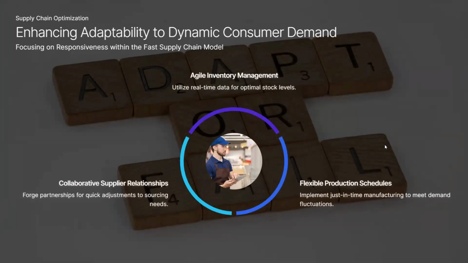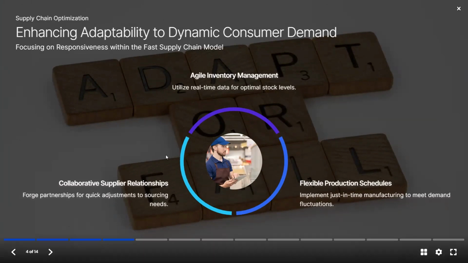So, enhancing adaptability to dynamic consumer demand. Agile inventory management: utilize real-time data for optimal stock levels. Agile is something that you can learn. There are LinkedIn Learning courses on that, and we'll also go through it in the course here. But agile is very effective. I'd recommend learning agile. Then flexible production schedules: implement just-in-time manufacturing to meet demand fluctuations. And collaborative supplier relationships: forge partnerships for quick adjustments to sourcing needs.